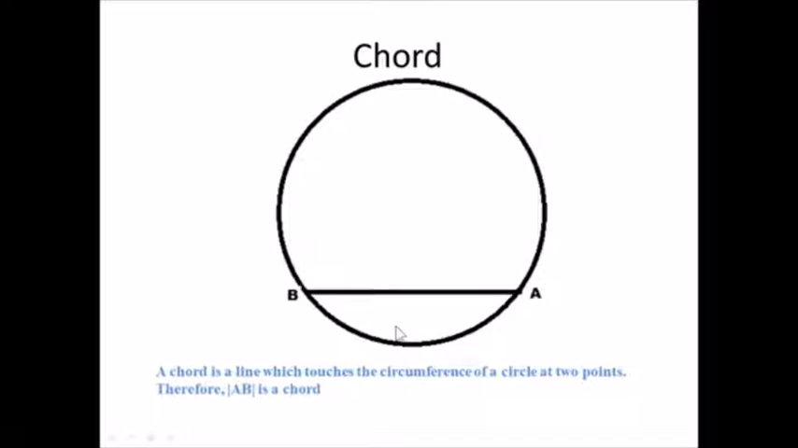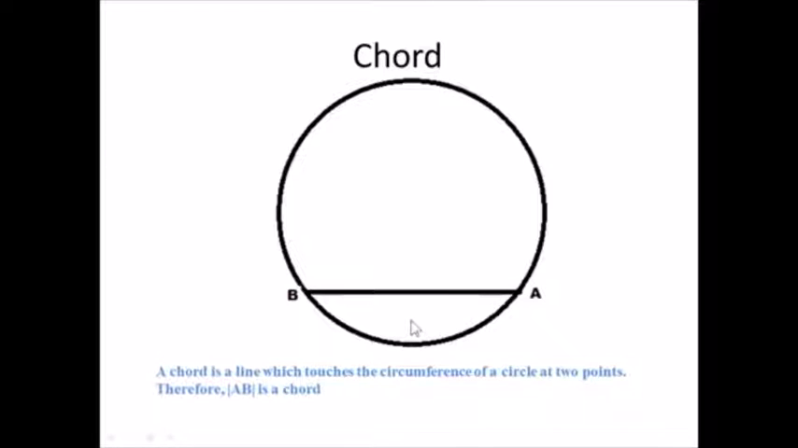The next property is a chord. A chord is a line which touches the circumference of a circle at 2 points, at point A and point B. But the difference between a chord and a diameter is that a diameter passes through the center, but a chord does not pass through the center of a circle.